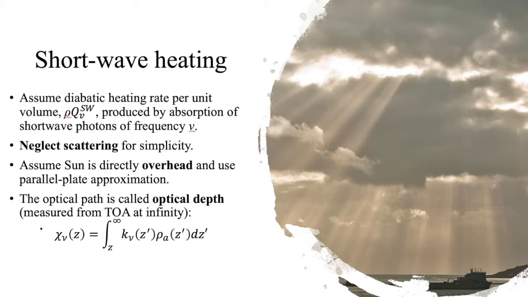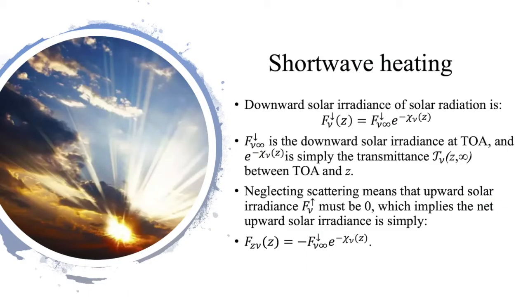You can also define something similar to optical path, but it's called optical depth. Optical depth is different only because it starts from infinity and it goes to the point z, okay? Sorry, this is from the top of the atmosphere to infinity, okay? But it's essentially the same quantity as we had defined before. It's more used in the study of atmospheric phenomena.